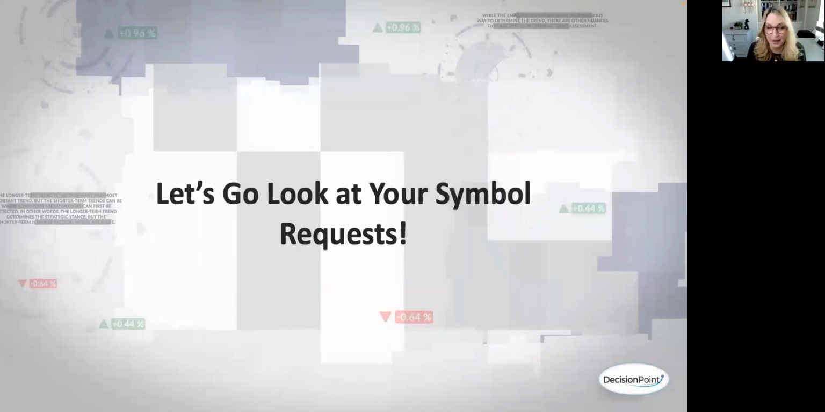I know that was really short, but that's what I wanted to show you as far as how this works. Let's start looking at some symbol requests. I'm going to go ahead and move my screen to my trading room setup. In fact, I'll show you how I set it up, and then we can get on with that.